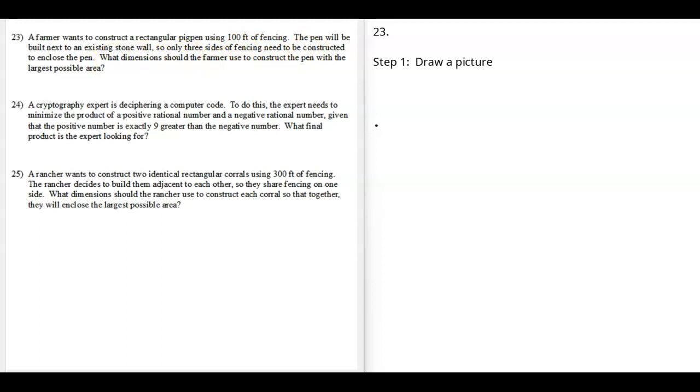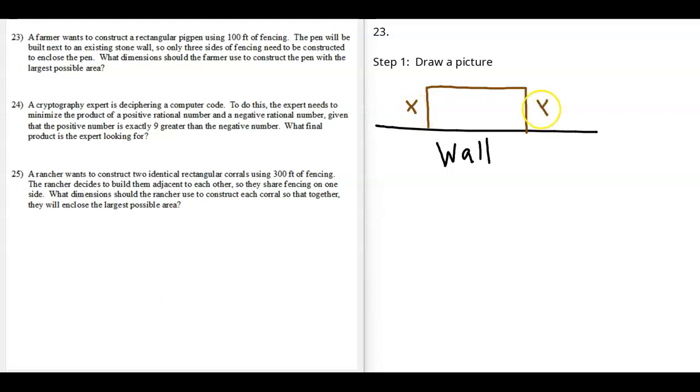So we have a wall. And then what's going to happen is the farmer's going to build a rectangular region like that using the fencing that he has available. On a rectangle, we don't know what these sides are, but we do know that they're the same. And then we have this side over here. Okay, so there's my picture of the situation.